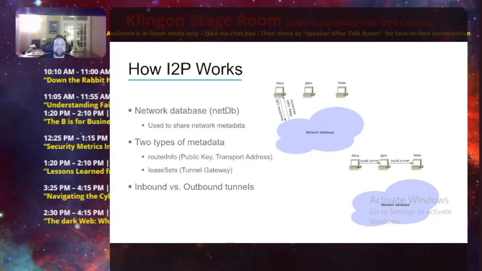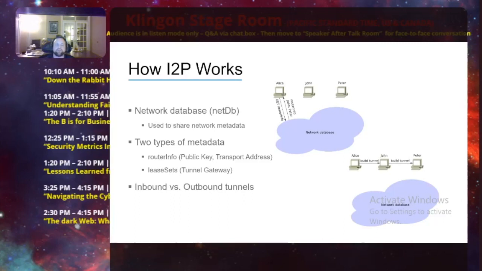And that lease set is going to contain a number of leases, with each lease having a particular tunnel gateway that allows you to reach that destination. So the full information that's contained: you're going to have your inbound gateway for a tunnel that allows you to reach a specific destination, a time when a tunnel expires, and then a pair of public keys so you can encrypt messages to send through the tunnel and then reach the destination.